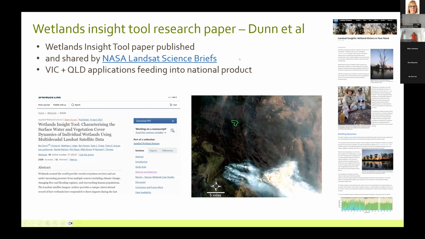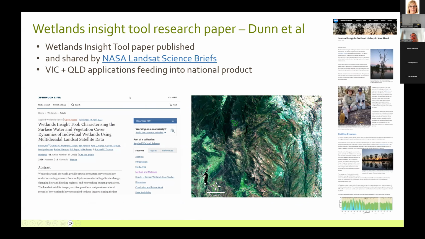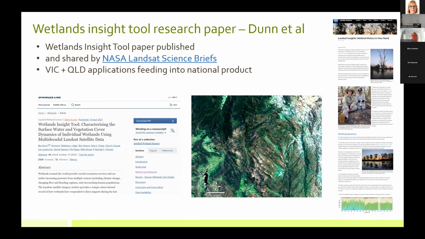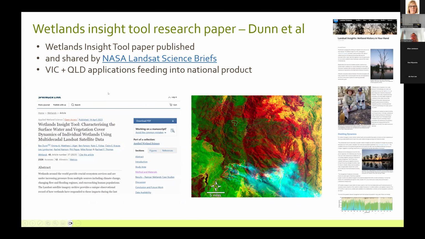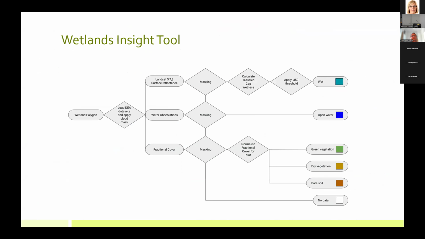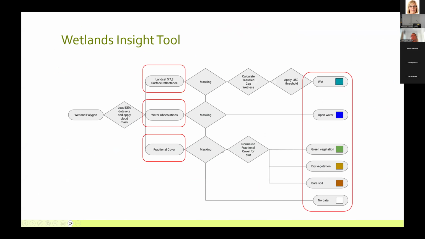So taking a step back, this is largely some of the science and journal applications that have actually been derived off of this. So there's some links there if anyone's particularly interested in following up on those. But to walk you through some of the process, basically, we start with a wetland polygon, we get fractional cover, we get the water observations, we get Landsats 5 through to 9 actually, and then basically through a whole series of routines and steps produce a stacked output which has wet, open water, green vegetation, dry vegetation, and bare soil.